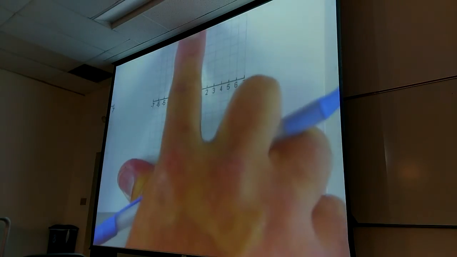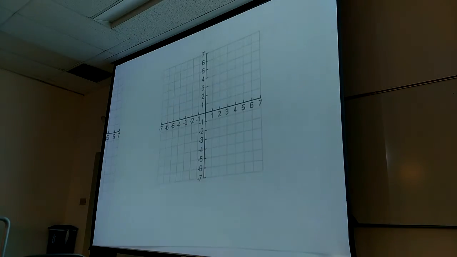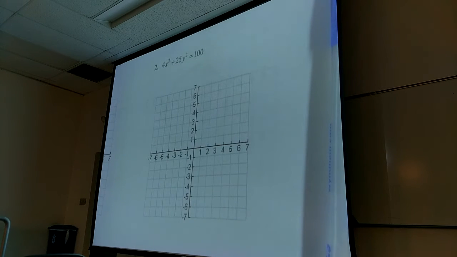So how do I correct that? I just divide by 100. Divide by 100. Okay, do that and then try to graph it. Get it in the right form, and then identify what you know, and then graph it.